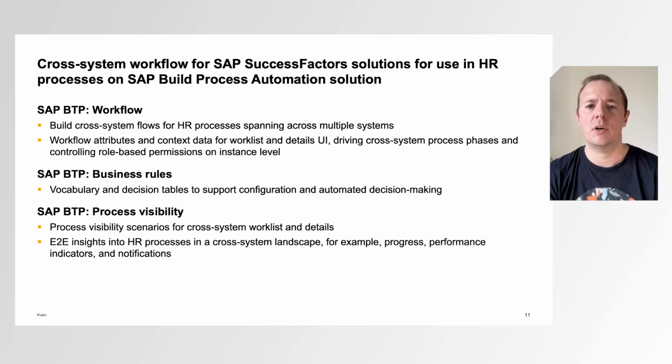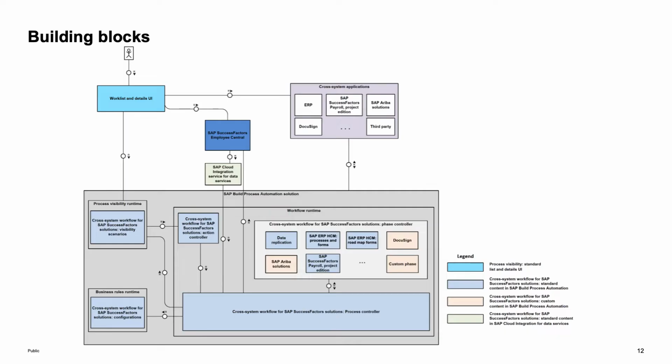The cross-system worklist and details are displayed with the standard UI provided by Process Visibility. We configure process visibility scenarios, which are the basis to visualize cross-system workflows on the UI. Process Visibility does provide end-to-end insights for these processes, as well as performance indicators, for example, when the due date for a process item is already passed.